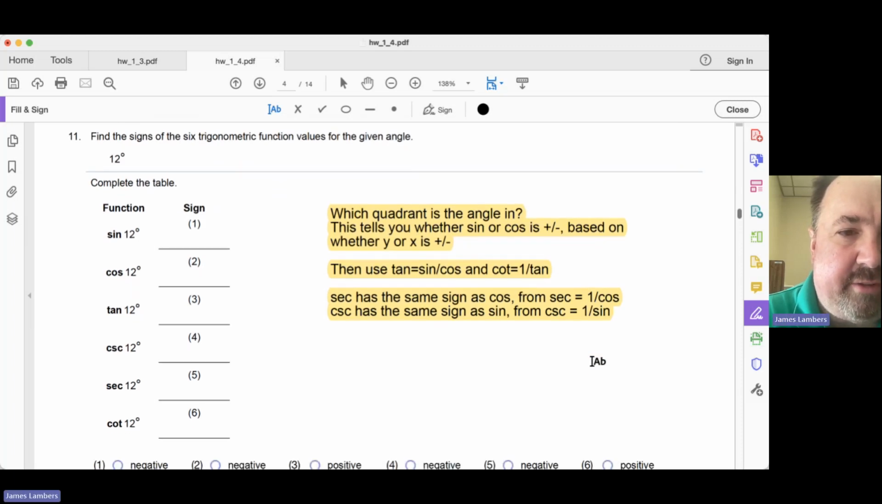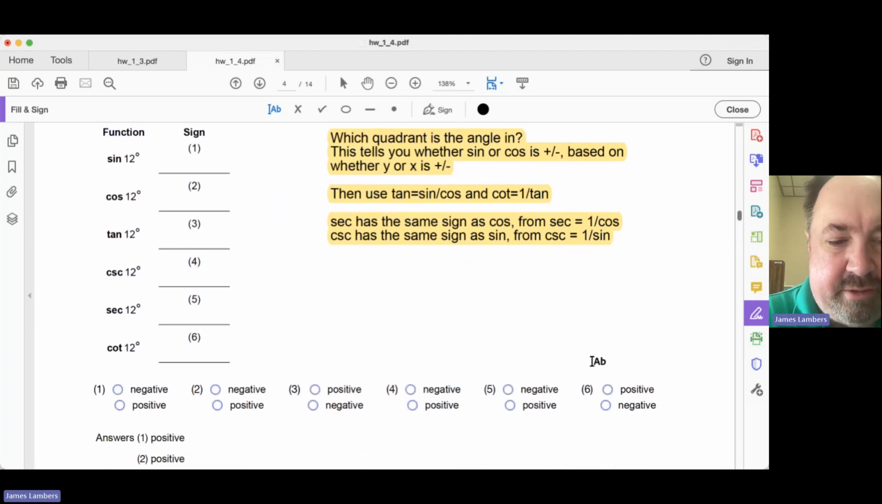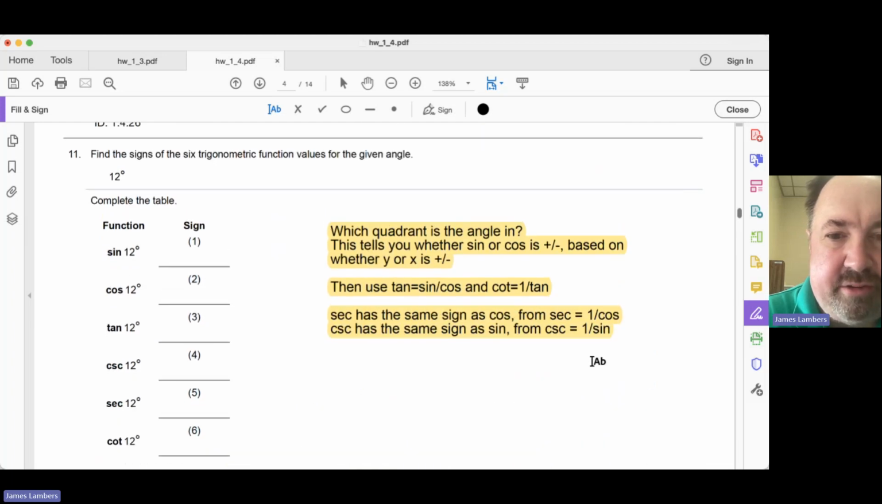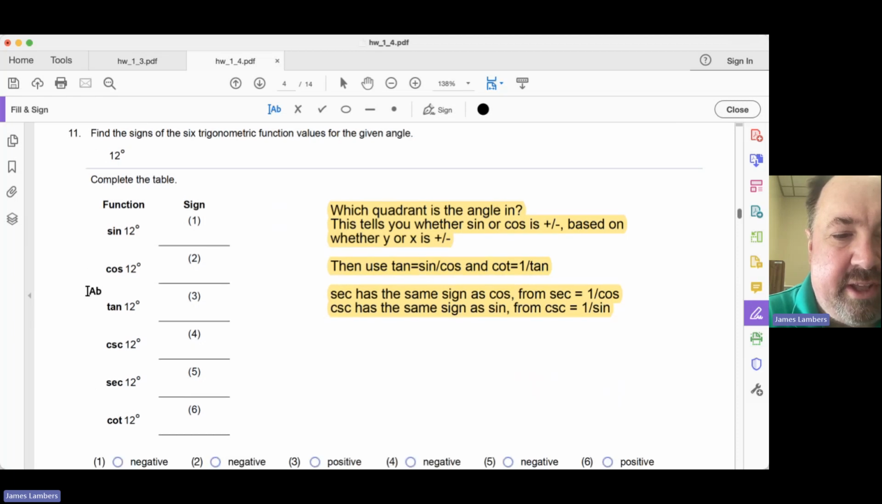Okay, here we're given an angle, 12 degrees, and the goal is to determine whether the 6 trigonometric functions are positive or negative. This angle, 12 degrees, is in quadrant 1. So any angle that's between 0 and 90, exclusive of 0 and 90, is in quadrant 1. So x and y are positive, therefore sine and cosine are positive, and therefore everything else is going to be positive.